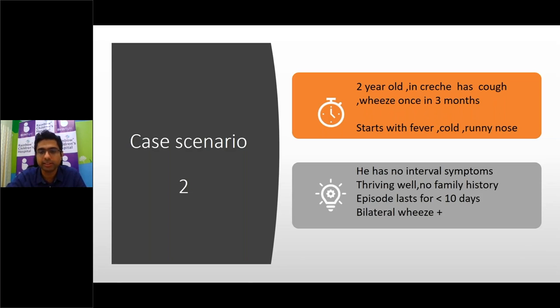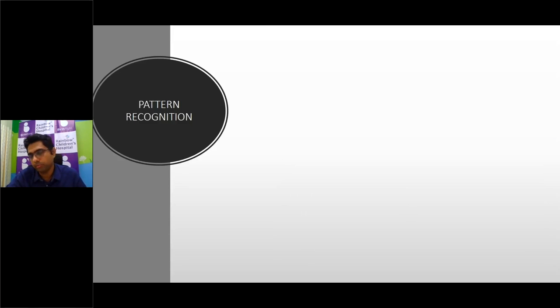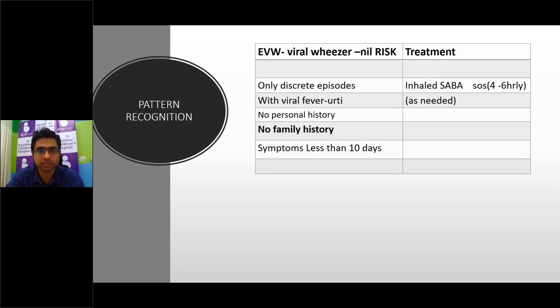You have a wheeze and nothing else on examination. So this is a very clear-cut case; I think all of you would have mentioned it by now. We have to recognize the pattern. The first pattern was bronchiolitis. This is called pattern recognition. This pattern recognition is nothing but an episodic viral wheezer.